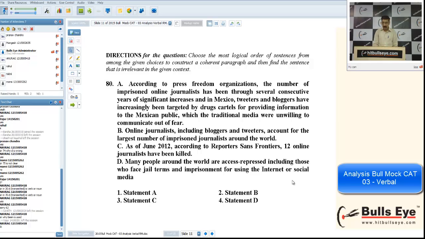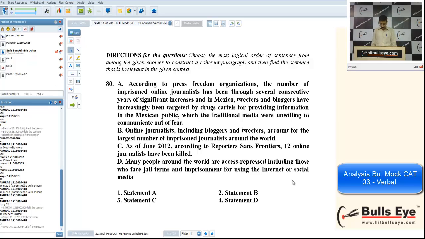Okay, question number 80. The question was very simple. I don't know why people marked this question as moderately difficult. If I read all the sentences, in all of them you will find the word imprisoned. But in the odd one, the C sentence, we are talking about the killing of people. In the rest of the sentences, the theme is very easy to link: imprisoned, either leaders or the people or the freedom fighters or press reporters, journalists, etc. But this particular sentence talks about the killing of the people. That's why this was the odd one out.